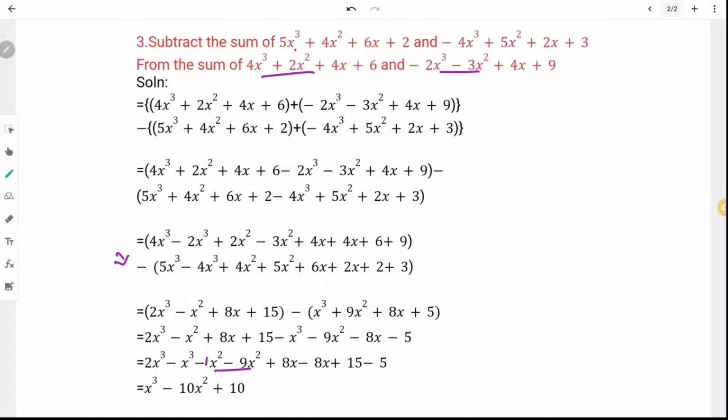So remember, 1 is here. Okay, minus x square minus 9x square. I have to add them, but the sign will be minus. So minus 1 minus 9, I'm going to get minus 10x square. If you look at this x and x, 1 is plus, the other is minus, so 0. And then 15 minus 5, plus is greater, we'll get 10.